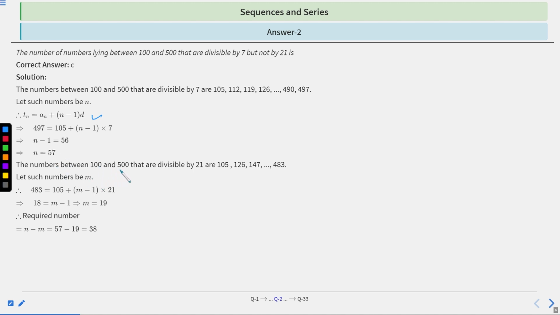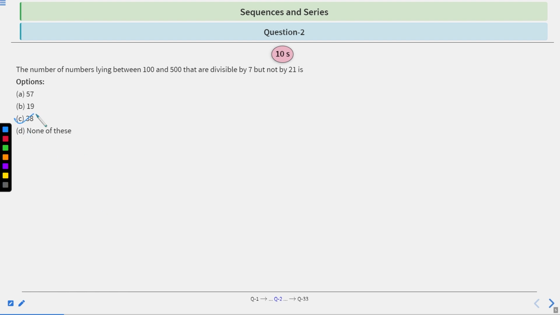The numbers between 100 and 500 that are divisible by 21 are 105, 126, 147 till 483. Let the numbers be m. So putting 483 is equal to 105 plus m minus 1 into d, where d is 21, after solving we get m is equal to 19. So the required number, which is divisible by 7 but not divisible by 21, is n minus m, which is 57 minus 19, so it is equal to 38. So option C is the right choice.